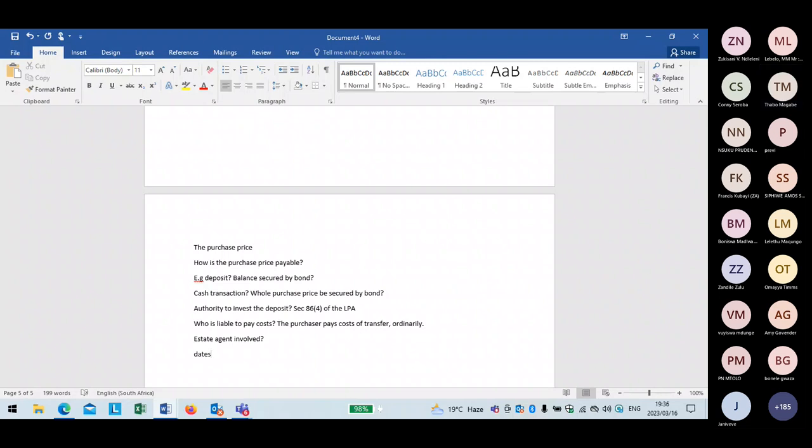Dates are important. The dates on which transactions occur are very important and must be recorded in your transactions. We need to know the dates on which transactions occur.